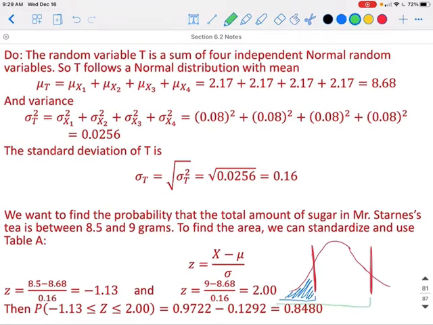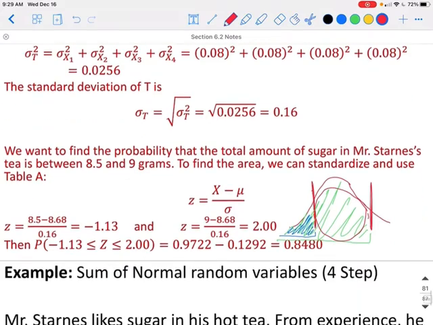The area to the left of z equals 2 will be about 97%, but we just want to find this part in the middle. So you will subtract those two different areas, and you'll find the part in the middle is 0.8480.